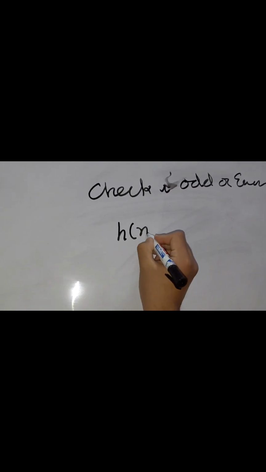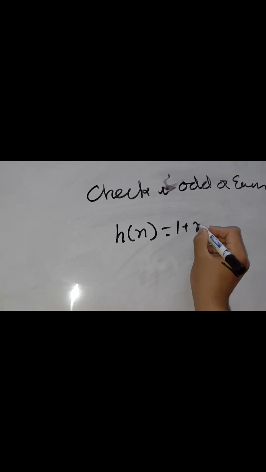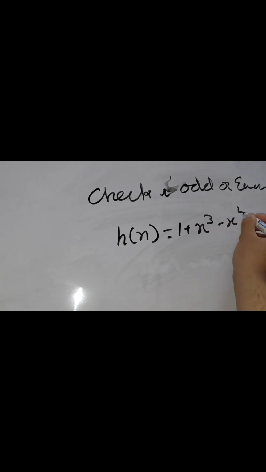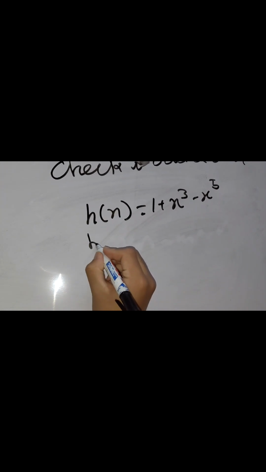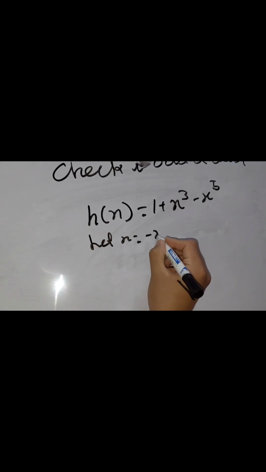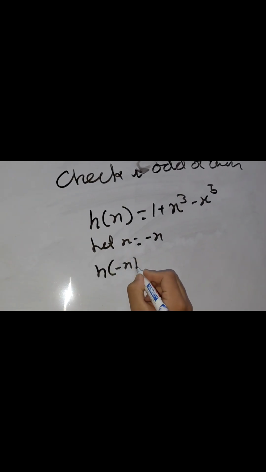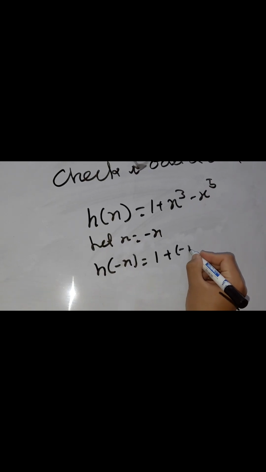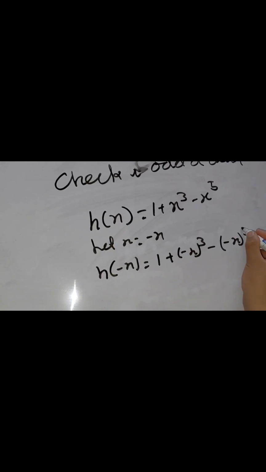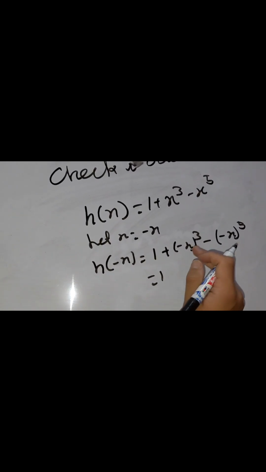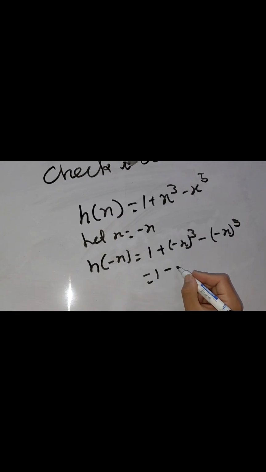Now let us consider a function h of x is equals to 1 plus x cube minus x to the power 5. Okay, we're given an equation like this. Okay, let x equals to minus x. So h of minus x is equals to what? 1 plus minus x whole cube minus minus x to the power whole 5. We know that minus x cubed is minus x cube. It's not a big deal.